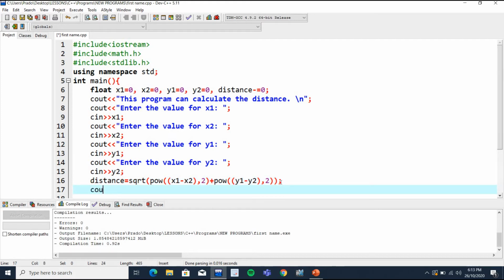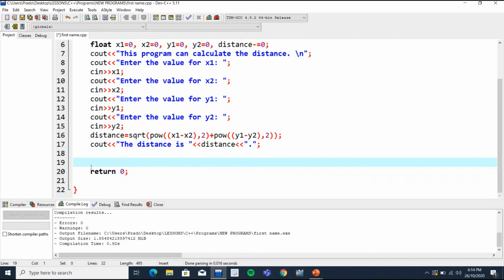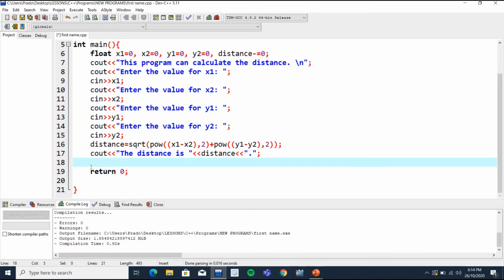And then, we will display the answer, which is the distance is, saka natin i-display po si distance. Then, lagyan natin ng period. Ayan. Then, semicolon. So, tapos na po ang ating program. Let us try to run the program.